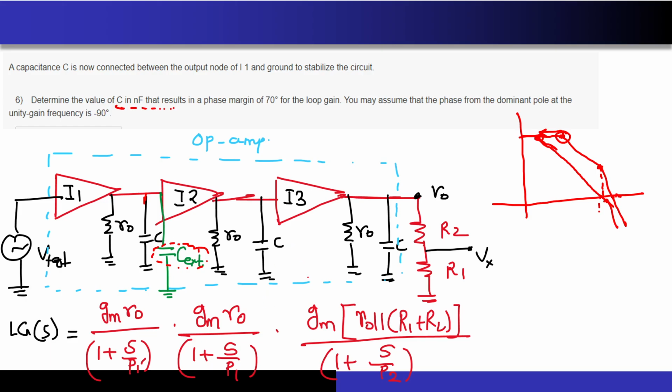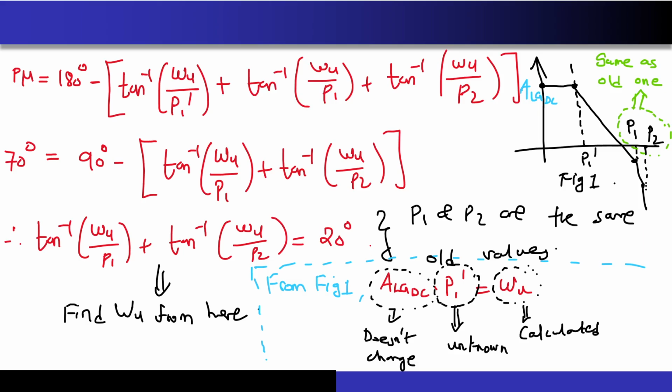So remember, now this is the pole that I have from the second stage. So this pole is unchanged. What about this pole? Even the pole P2 is unchanged over here. But the only thing that has changed is the location of the pole P1, and that I have denoted as P1 dash. Correct? So if I write the phase margin expression, it will look something like this.